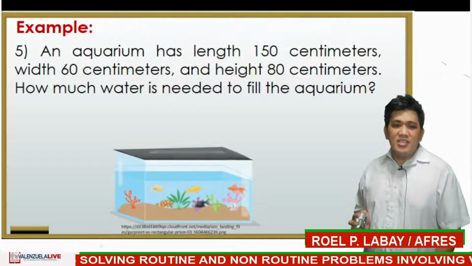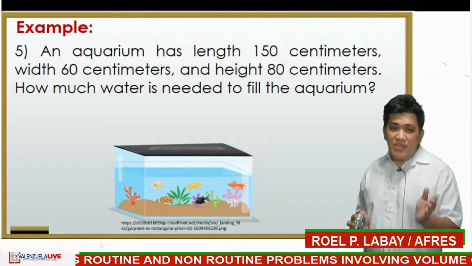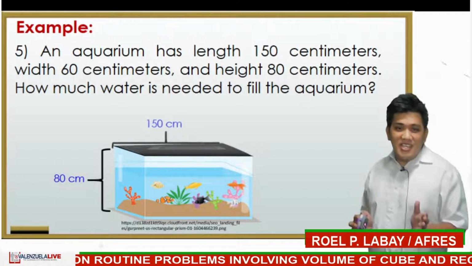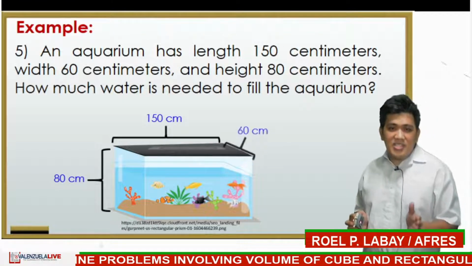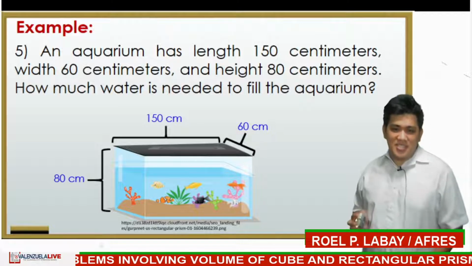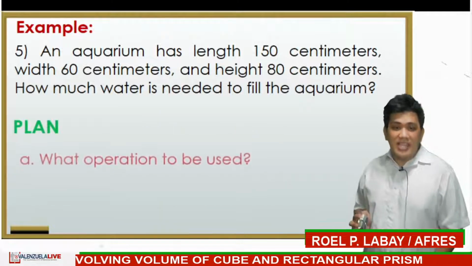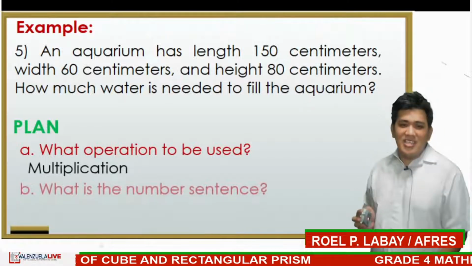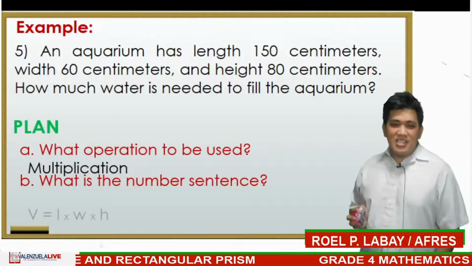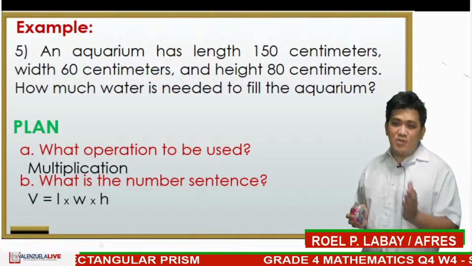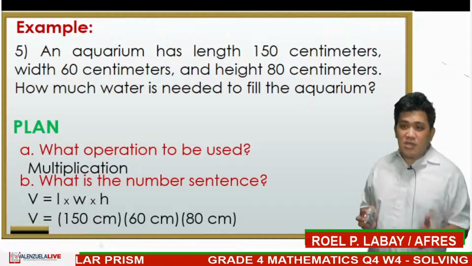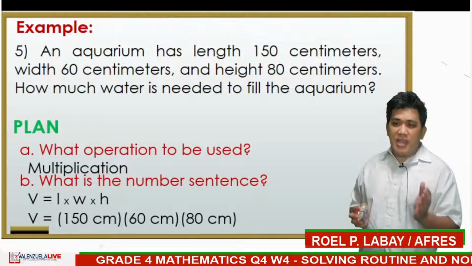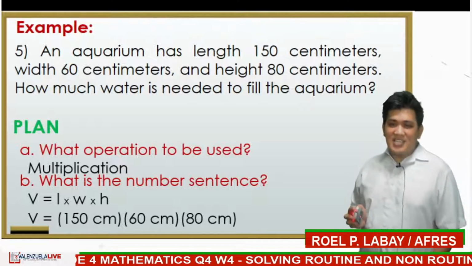And then, we visualize the problem. So, we have here an aquarium. Has a length of 150 centimeter, width of 60 centimeters, and a height of 80 centimeters. And then we plan what operation to be used. Very good. Multiplication. And then what is the number sentence? The volume is equal to length times width times height. Therefore, the volume is equal to 150 centimeter multiplied by 60 centimeter and multiplied by 80 centimeter.